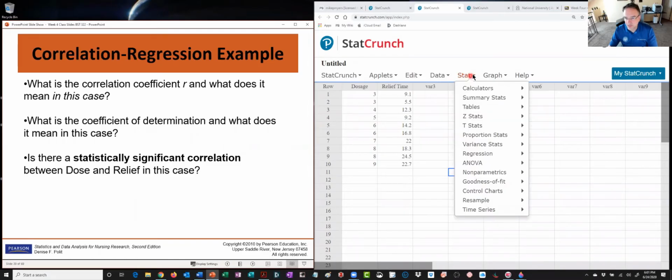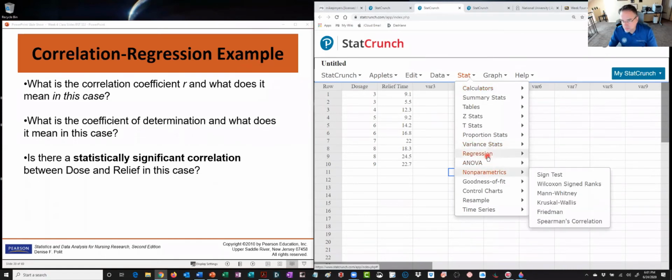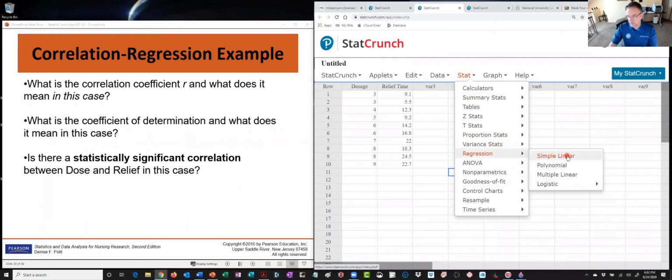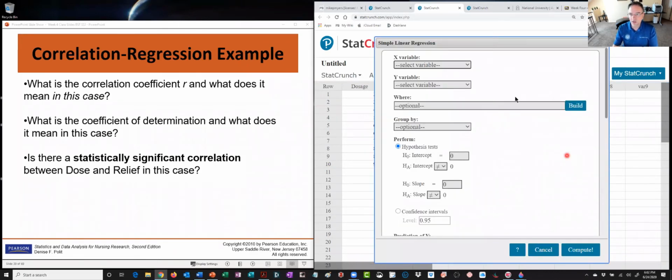We can go ahead and go right to the Stat tab. We can do the regression. So we're working all the way down the table here, just above ANOVA. We've got, again, simple linear we'll do in this course. We've got X and Y. So what is our independent variable here? It's going to be our predictor. What's our independent variable, the dosage or the relief time? What's our independent variable going to be that we'll put in the X?